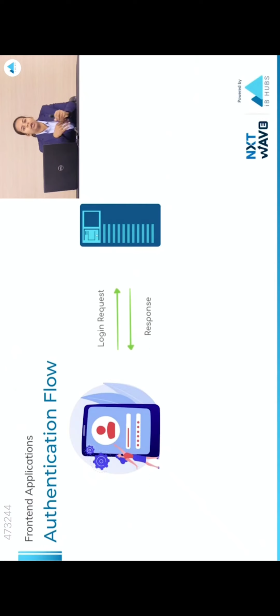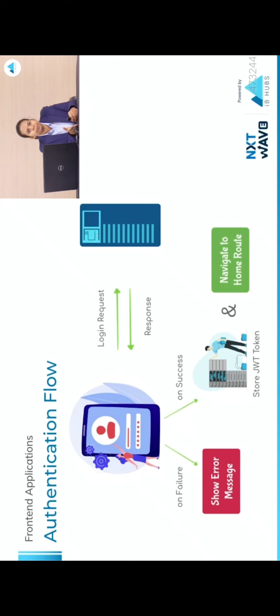Okay, so firstly, we'll enter the details, say username and password. Then a request will be sent to the server. Let's call that the login request. So then the server will verify the details and send a response. In case the details are valid, the server will send the JWT token in the response. Otherwise, we have to show an error message. And in case the API call is successful, then the JWT token will be sent in the response, right?